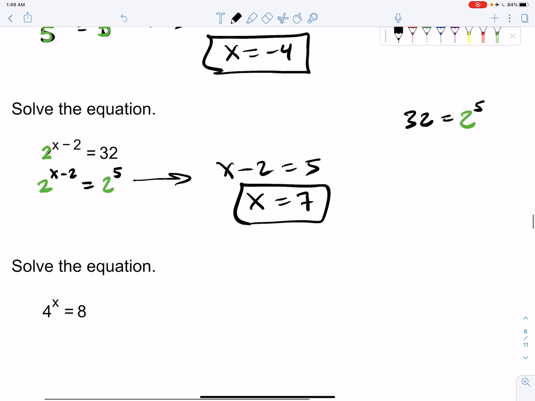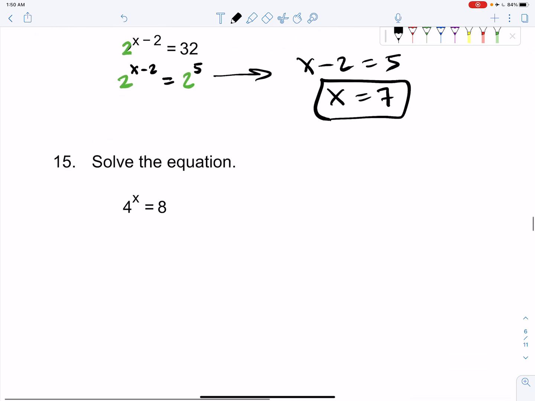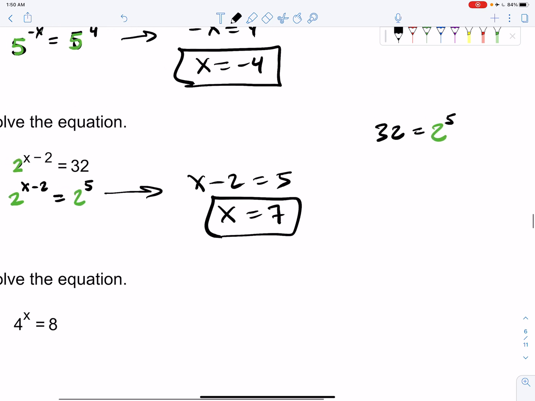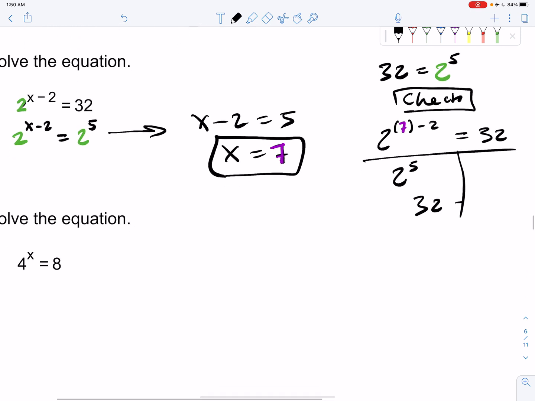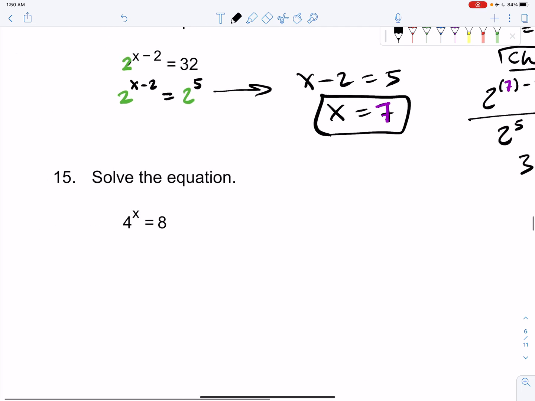Once again, if you suspect anything, you have time on the test or whatever, you could always double check this by plugging this back in by running a check. Let's go ahead and run a check real quick. We're going to check this. The original problem was 2 raised to the x minus 2 is supposed to equal 32. So we go ahead and put our answer in. We got a positive 7 rather, not negative. And now we go ahead and write up there, what is 7 minus 2? Well, that's going to be 2 to the 5th. And we know 2 to the 5th is actually 32. So it checks out. Good.